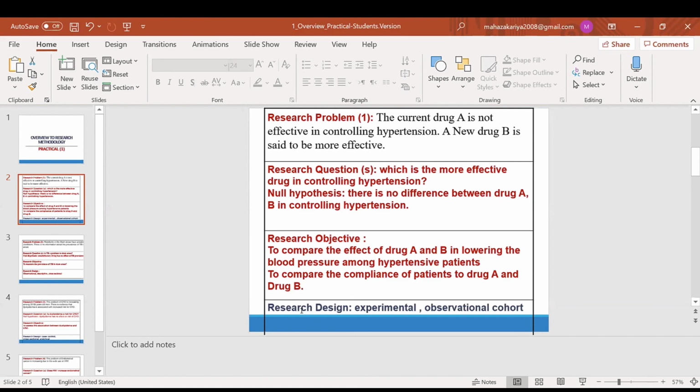Excellent. For research design, it could be experimental because we are going to start with giving drug A and drug B, or it could be an observational cohort if we get some patients taking drug A and some patients taking drug B. So we didn't give the drug; we just observe them. Okay, if you're going to address the second objective, which is about compliance, then it can be an observational cohort. But if you're going to compare effectiveness, it has to be an experimental study.